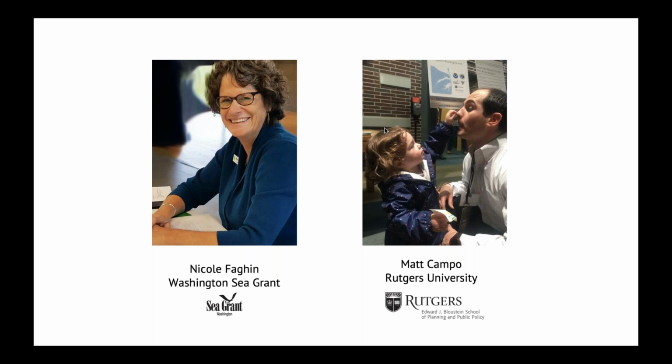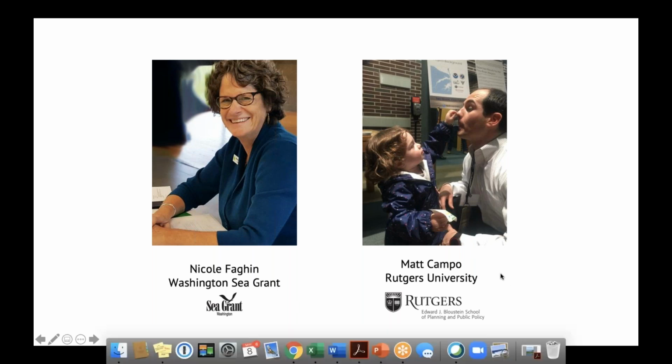Matt? Hi everyone, I'm Matt Campo. I'm from Rutgers University. I sit in our Blaustein School of Planning and Public Policy. And so I work with communities on the ground as well as on the academic side, thinking about the ways that we work with our agencies, work with our municipalities, and also work with planners in the school to think about how we integrate resilience and science and all those topics into policy and planning.